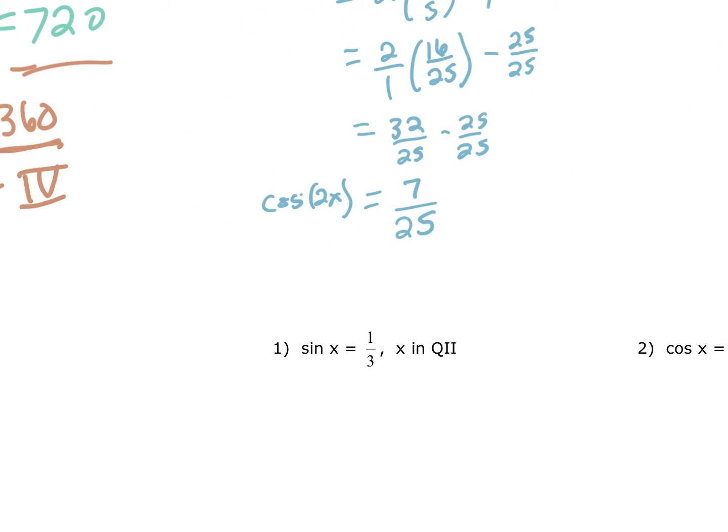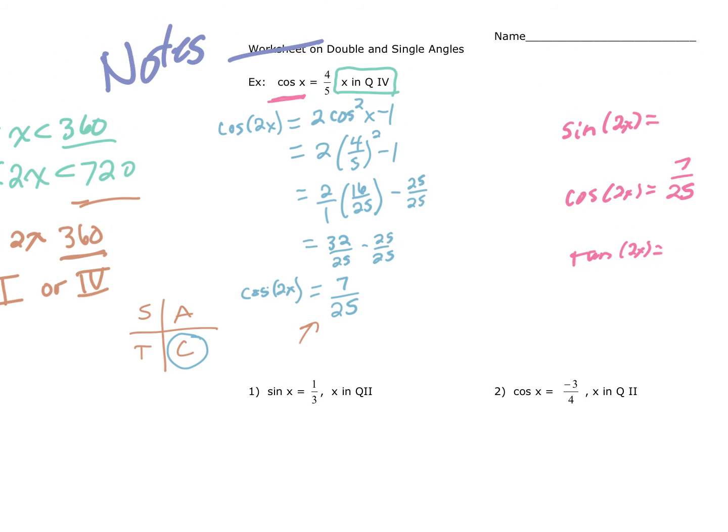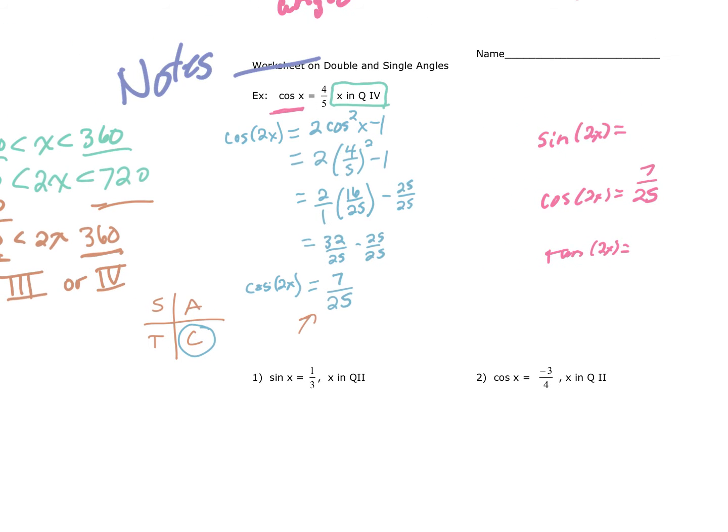This value ended up being positive, and cosine we know is positive. If you need to, draw out your little All Students Take Calculus to help you remember that. Cosine values are positive in quadrant 4, so this is telling us that this is in quadrant 4. So the single angle is in quadrant 4 and the double angle too. That doesn't always happen, but it does happen quite a bit. So I'll just leave it at that.